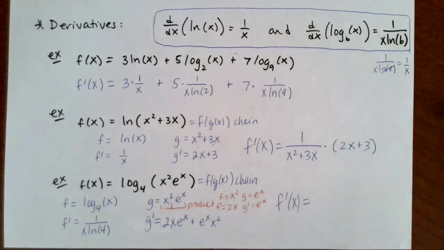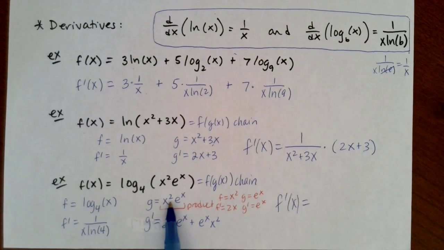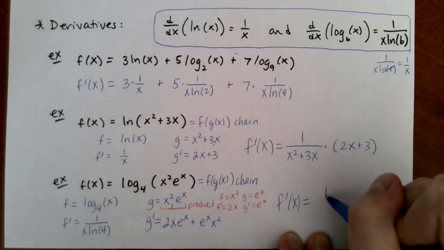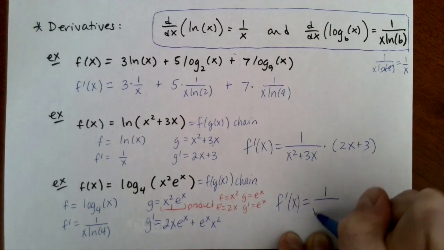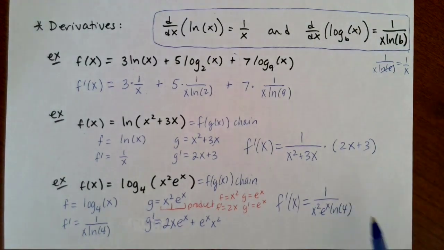Using the blue, f prime of g. So when I plug in x squared e to the x in this f prime formula, it goes in for the x right here. So I'm going to have 1 over whatever ln of 4. Because there's no addition or subtraction here, I don't have to have parentheses around x squared and e to the x getting plugged in, but it's definitely not wrong if they're there.